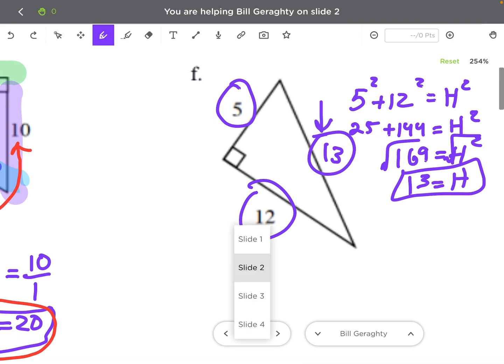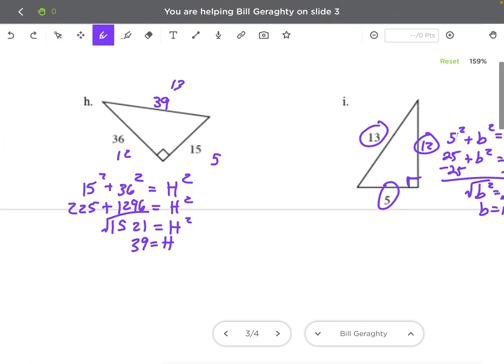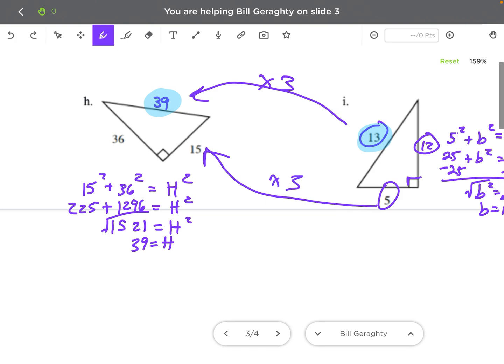So it's almost the same exact problem on slide 3 for h and I. They look very similar to each other. For h, these look like multiples of the same number. So like 13 times 3. So this one just looks like it's 3 times larger. 5 times 3 gives me 15, and 12 times 3 gives me 36. So these are similar triangles by side, side, side. And again, we'll be referring more to these.